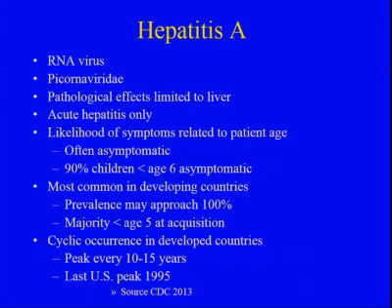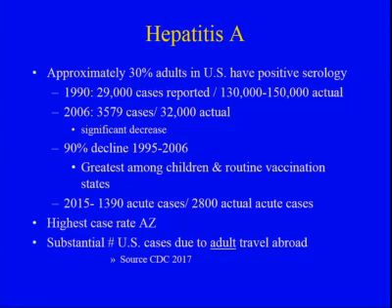And it would occur cyclically in developed countries with a peak every 10 to 15 years, but due to effective vaccination strategies, the last US peak was in 1995. And this is really a dramatic case of how you can basically eradicate a virus in the United States.